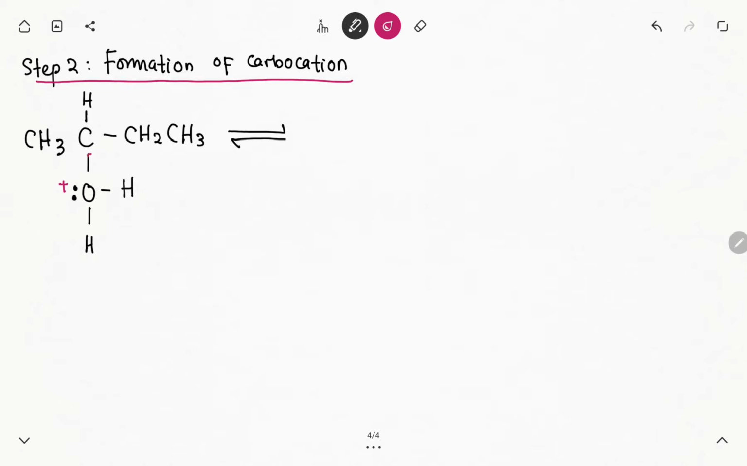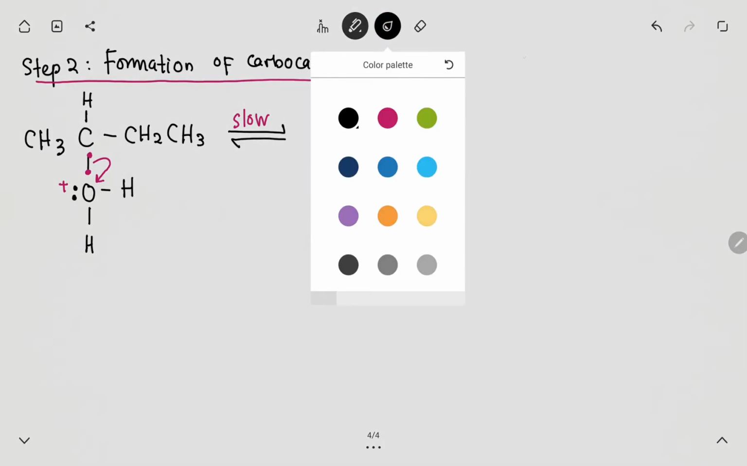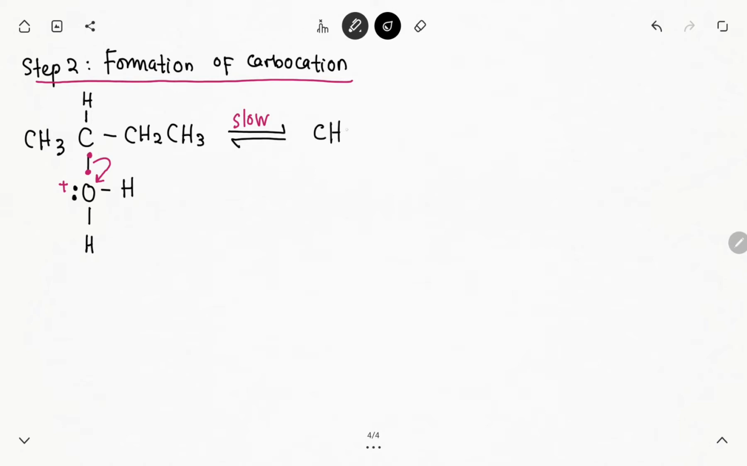What happens to achieve stability? The two electrons shared with carbon are given directly toward the oxygen, meaning the cleavage occurs in this step. This process must be a slow reaction because a stable covalent bond is being broken. So the final product formed after this stage is CH3, CH, CH2, CH3 plus a new side product, a water molecule.